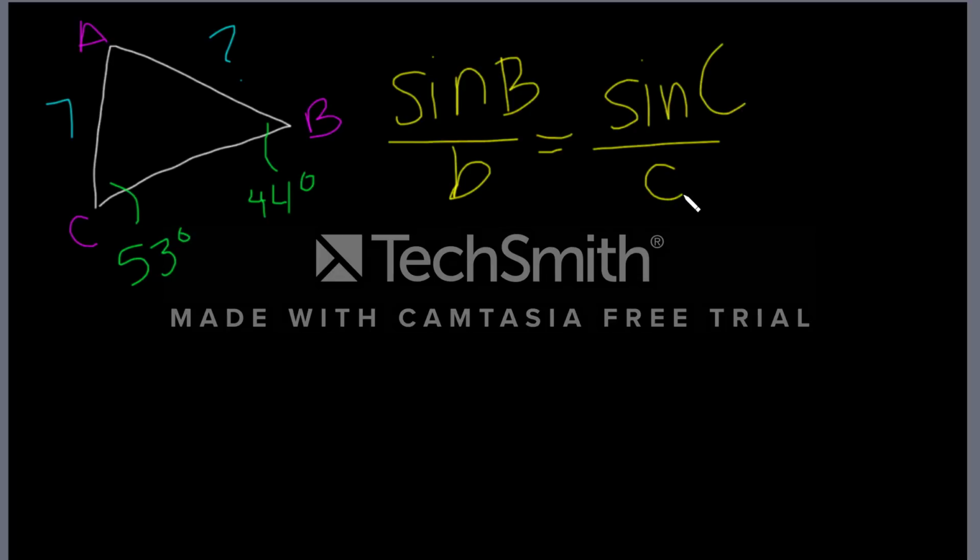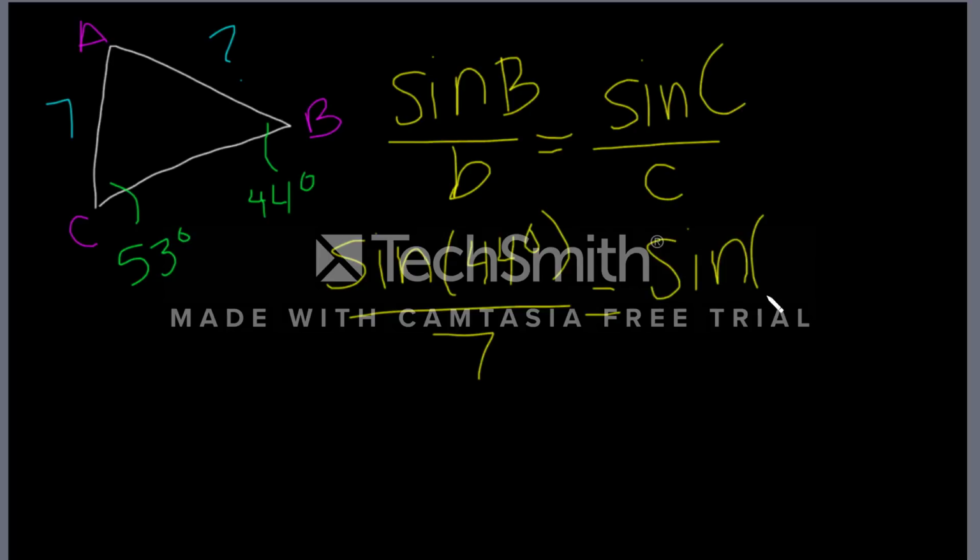So then we'll just plug in the information that we know. Alright, so we know that angle B is 44 degrees. Reminder that we'll be using degrees this entire unit. And side B equals 7. We know that angle C is 53 degrees. But we do not know side C. That's what we're looking for here in this problem.